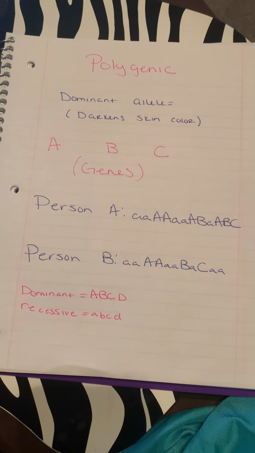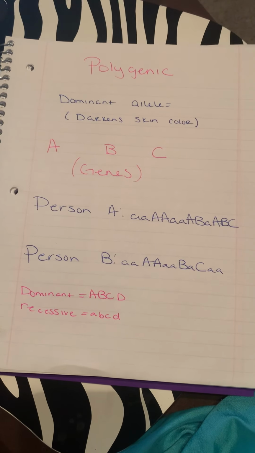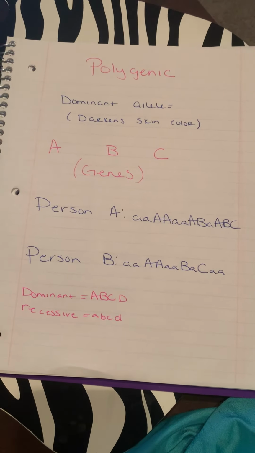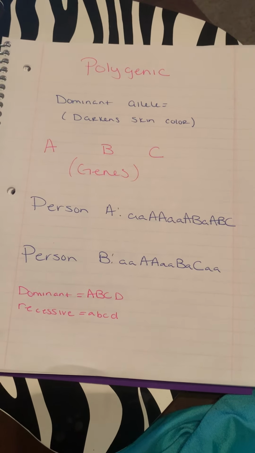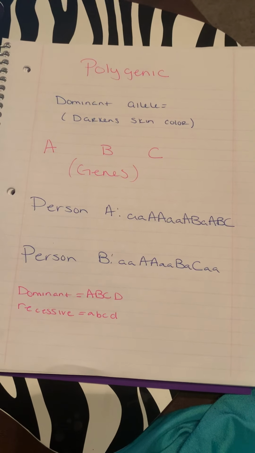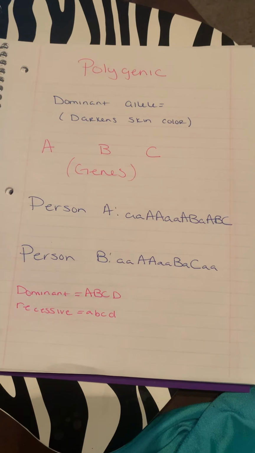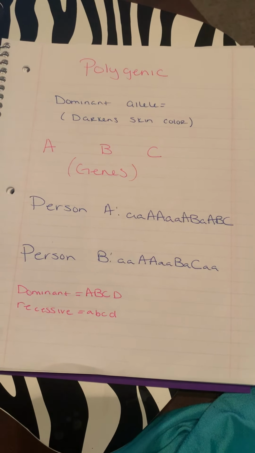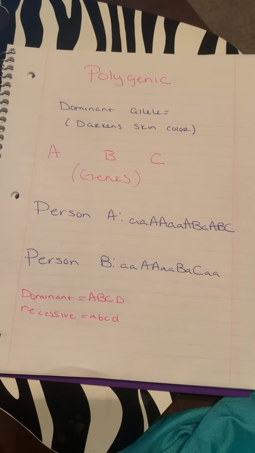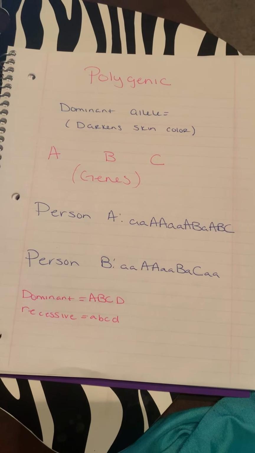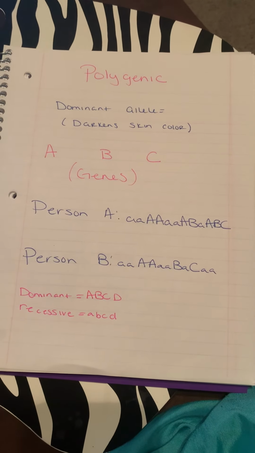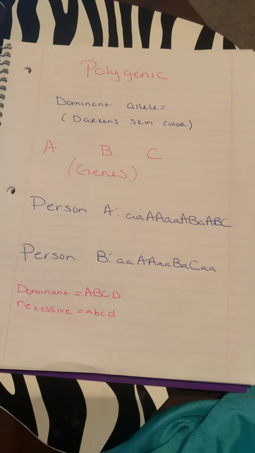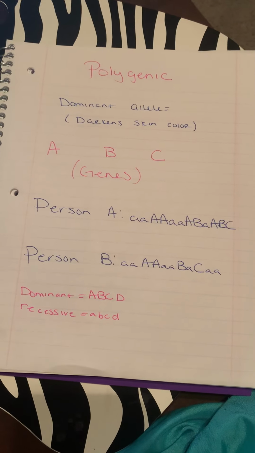So let's go ahead and look at the problem. Oh yeah, one more thing. You get 2 traits from each parent, but poly, many. So again, you have many different genes that come into play that can affect or impact that phenotype, the look of something. And a lot of times we use skin color as our example. Okay, so let's go ahead and look at the practice problem.